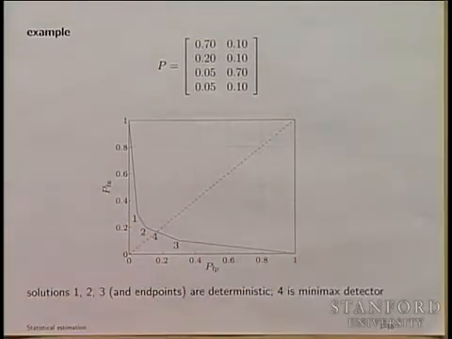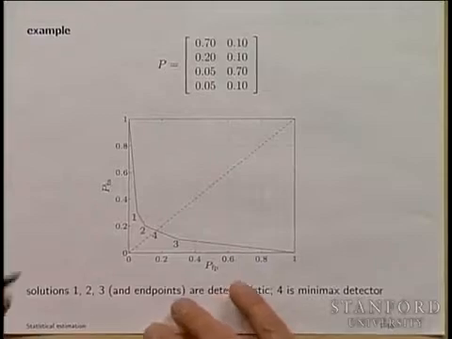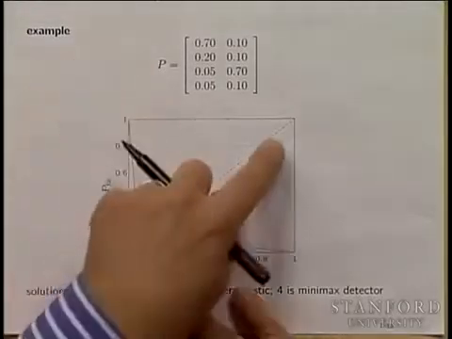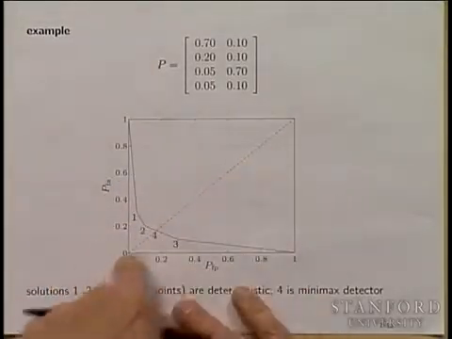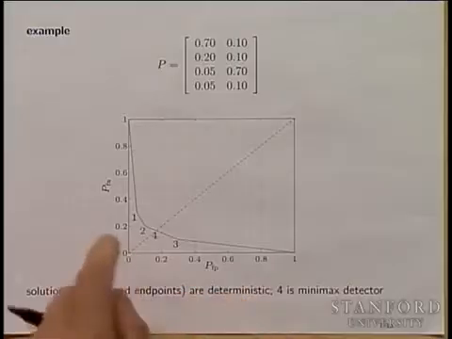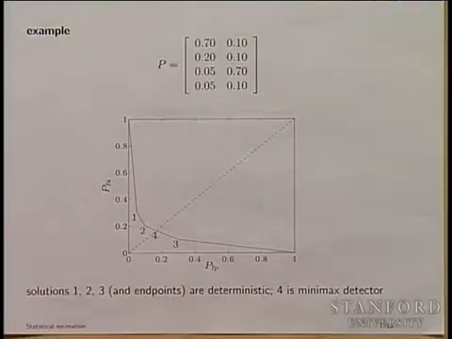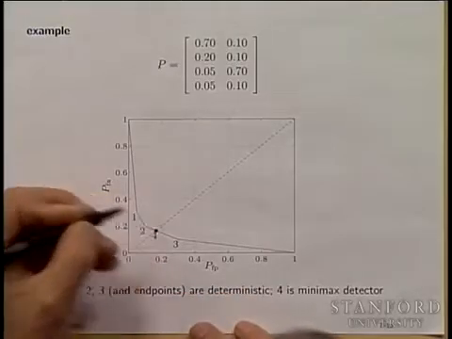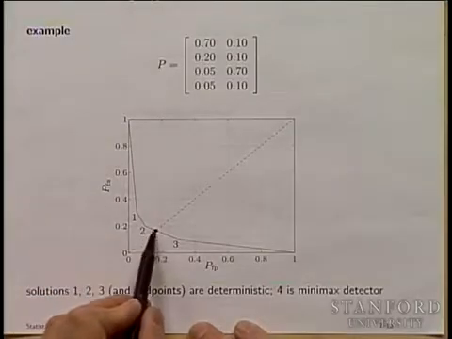But the minimax one is very simple. It's the maximum of the two. And the level curves of the maximum, this dashed line here, is the line of equal false positive and false negative probabilities. And you can see very clearly that it's not deterministic.